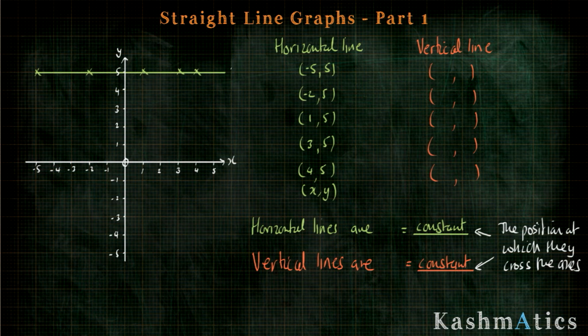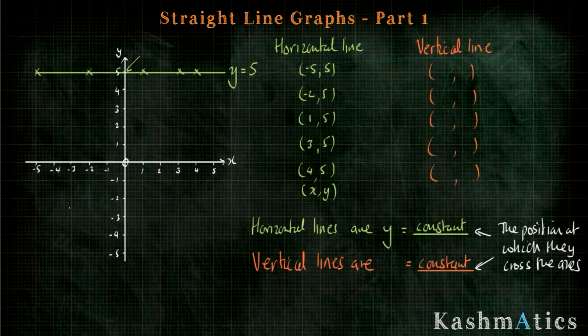So this is a special case. So we can say this equation is y equals 5, because the y coordinate will always be 5. And if you look over here, it crosses the y-axis at 5 as well. So if I want a rule for horizontal lines, I can say horizontal lines are y equals some constant. So that some constant is just a number. So y equals 5, y equals 10, y equals 3, y equals minus 4, etc.